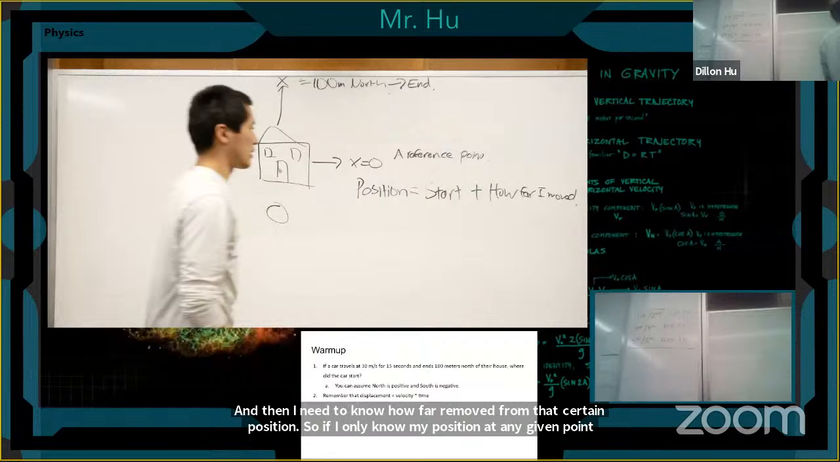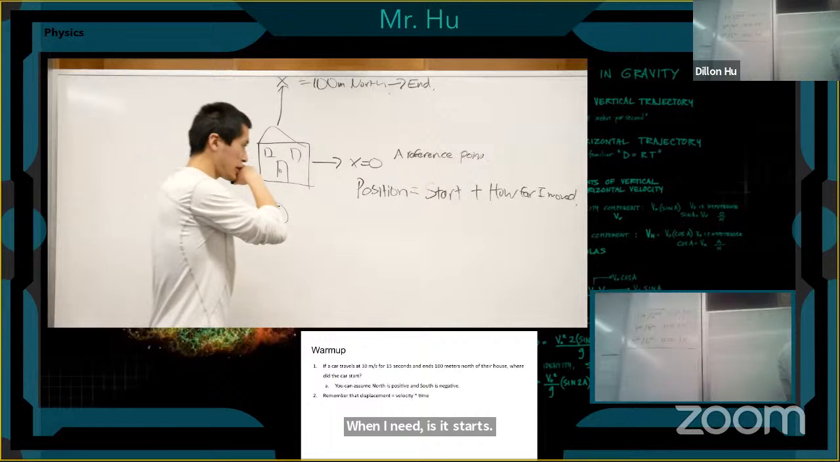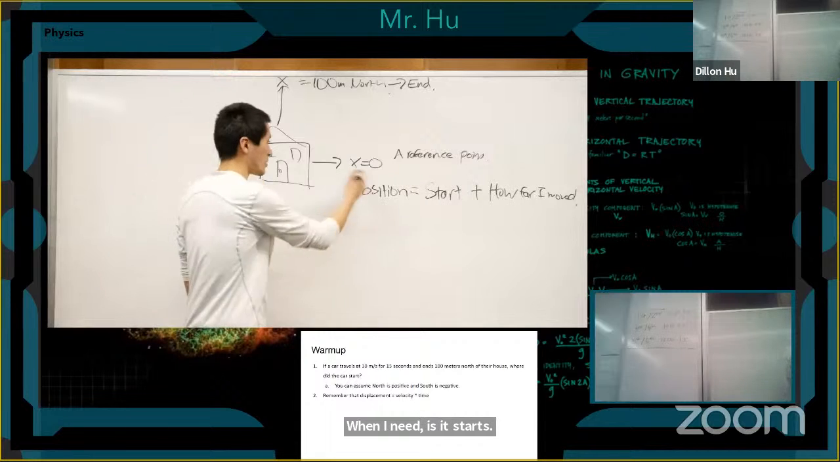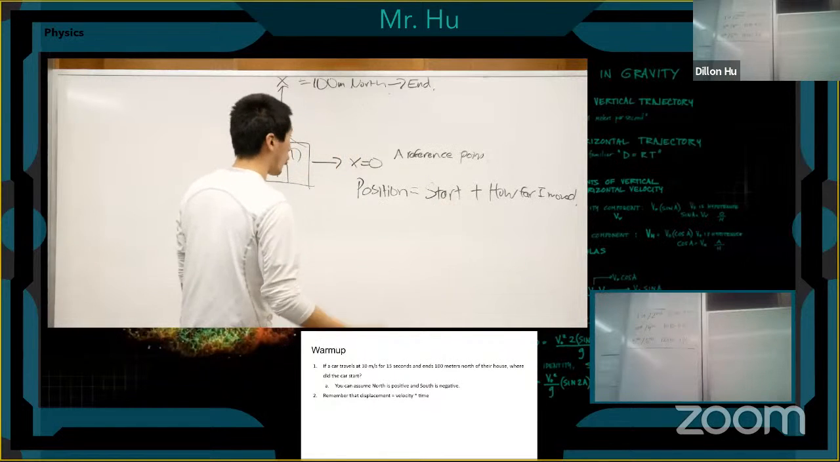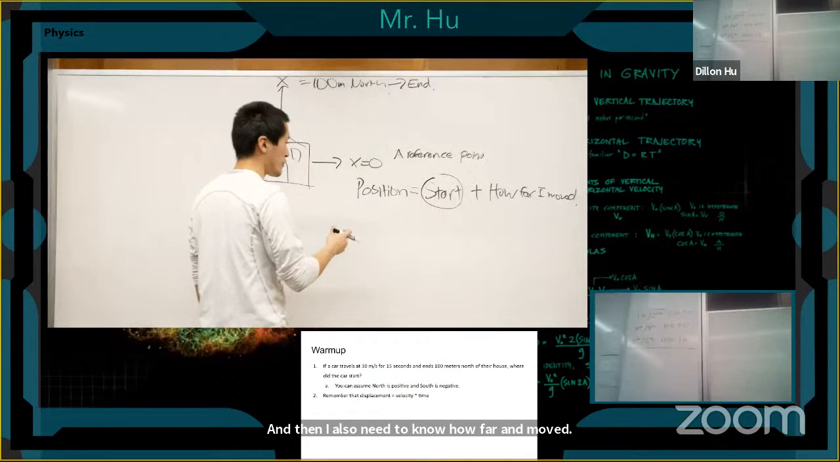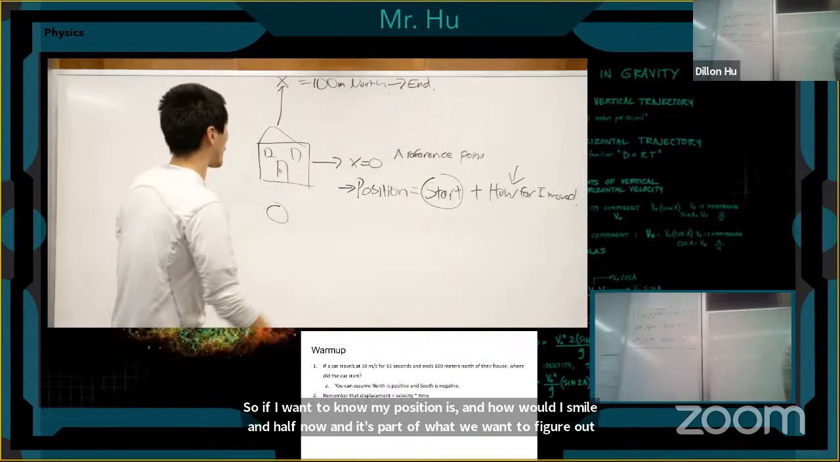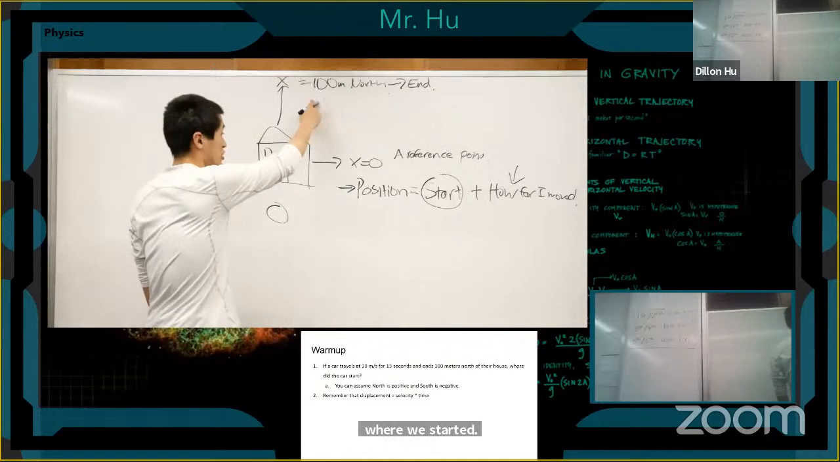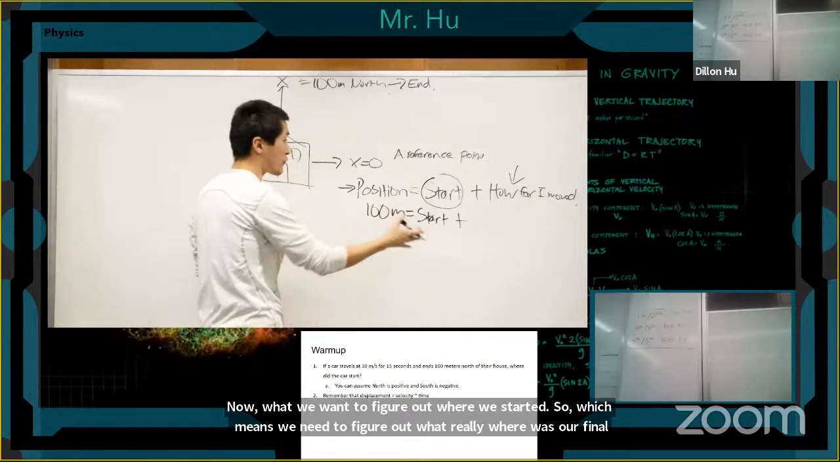So in this particular problem, if I want to know what my position is, I need to know where I started and how far I moved. Now, in this problem, we want to figure out where we started. Which means we need to figure out our final position, where we ended, and how far we moved. Our final position was 100 meters north. That's where we ended. We don't know where our start is. Well, we do know how far I moved, right?